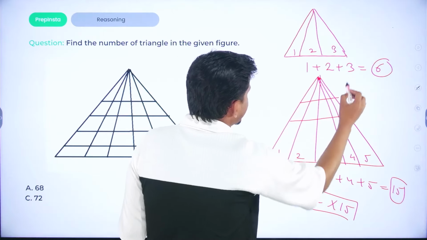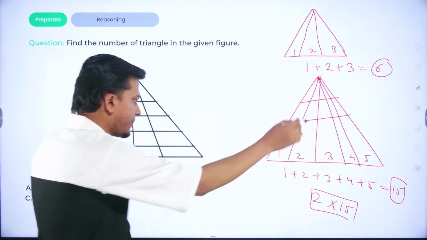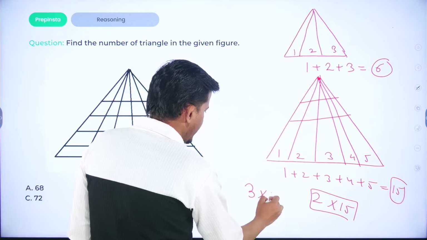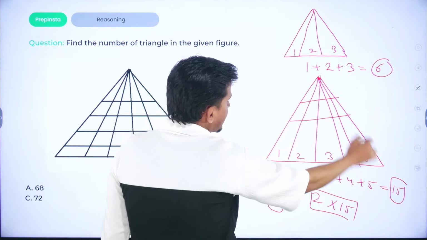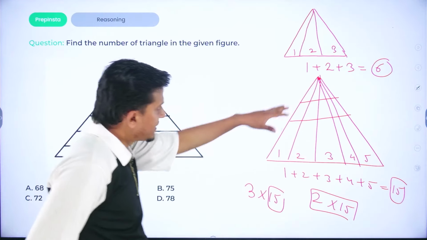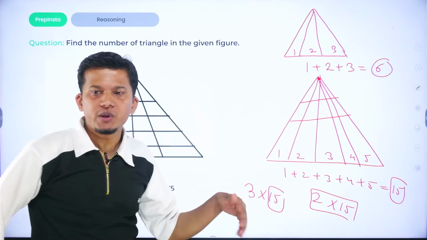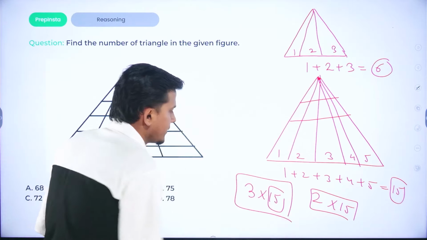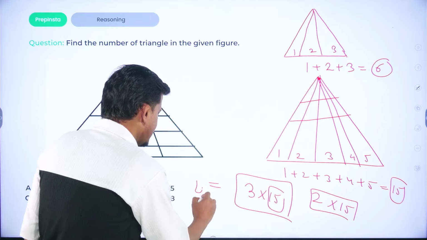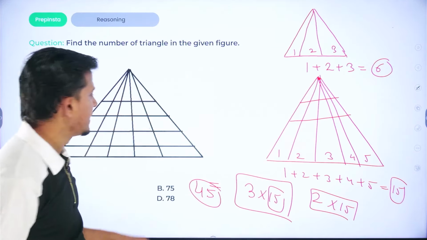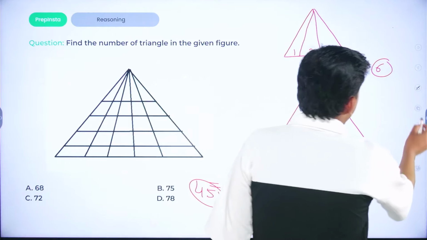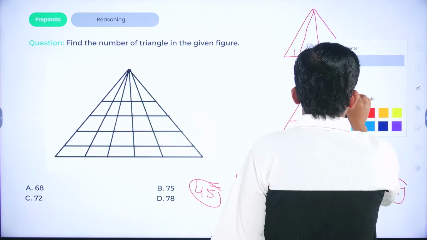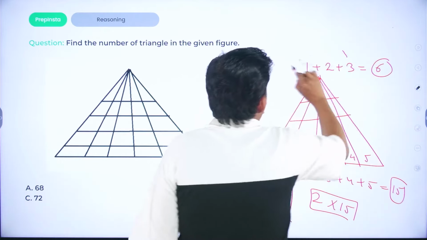Suppose we dissect it once again, so the total number of triangles will become 3 into 15, because 15 is in the outer triangle and these three triangles are congruent to each other. So the total number of triangles will become 3 into 15, that is 45. So it is the concept that we are going to apply in the questions which come from the chapter of, say, triangle, right?